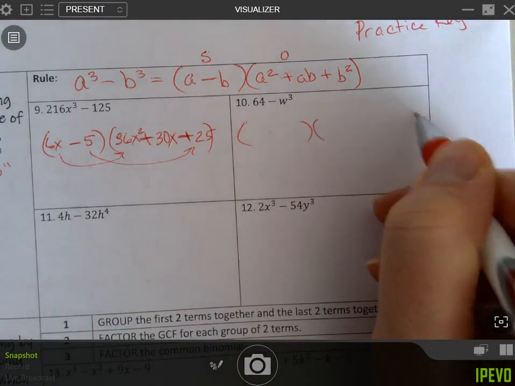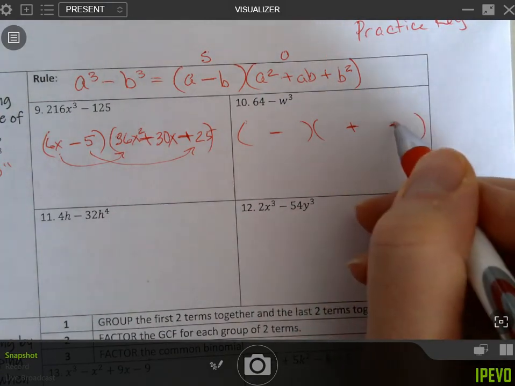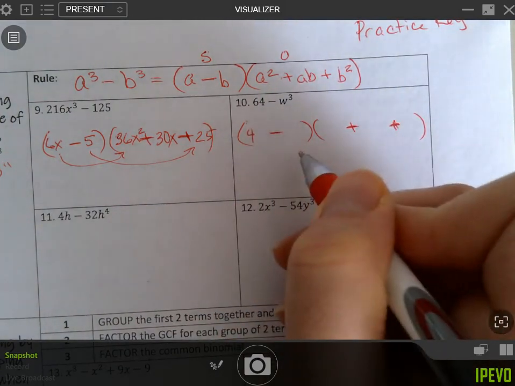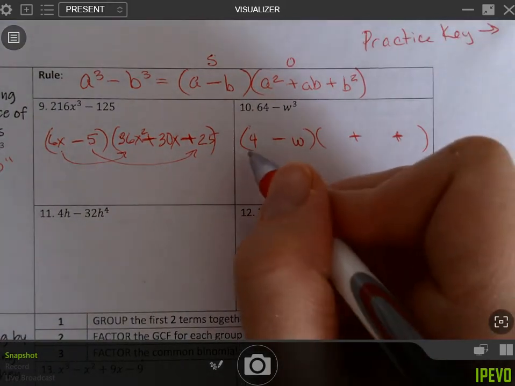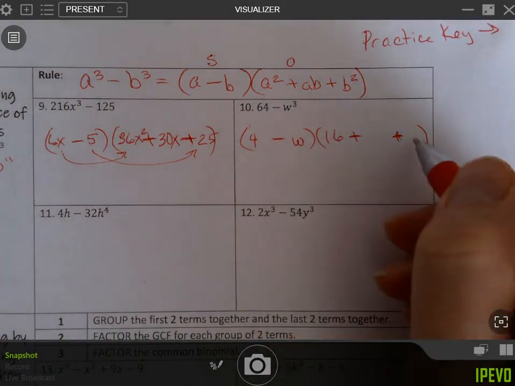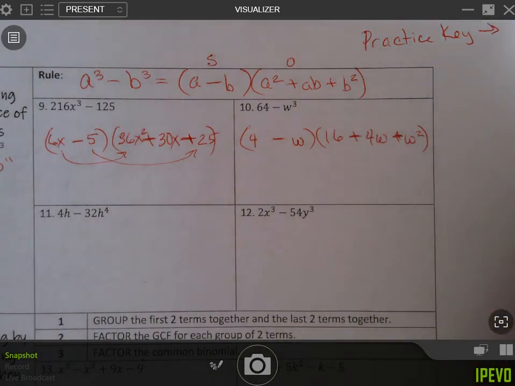There is no GCF. Same sign, opposite, always positive. Cube root of 64 is 4. Cube root of w to the third is w. So same pattern. 4 squared is 16. W squared is w squared. In the middle is 4w.